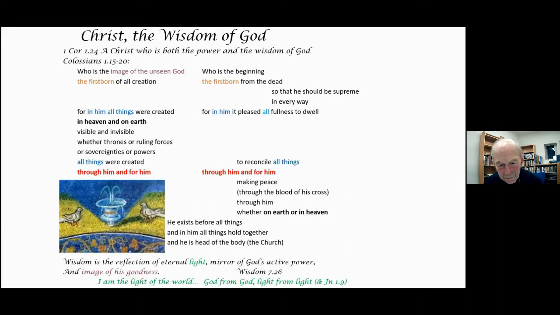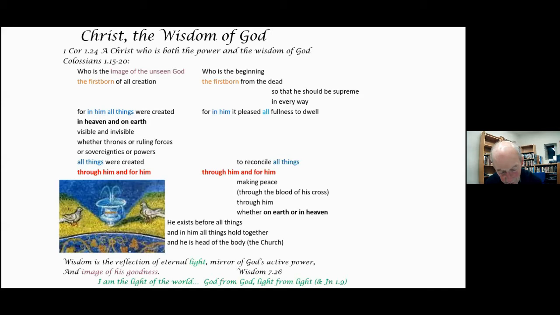All things were created, and all things reconciled, through him and for him, through him and for him. So it's the two ways in which Christ is unique, held together by the fact that he is the head of the body. Each creation is focused on Christ, each in its own way.